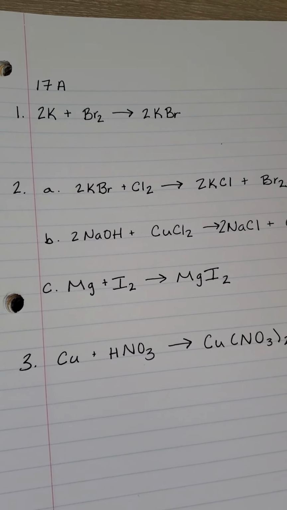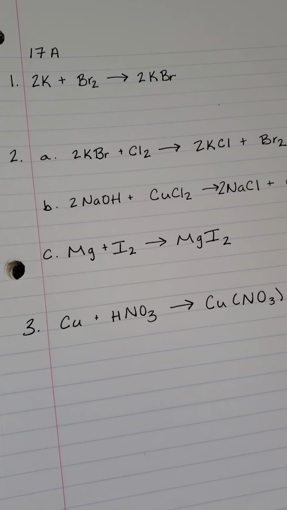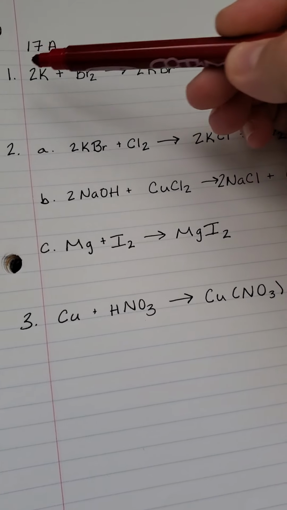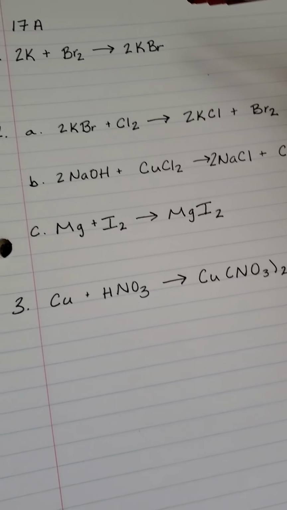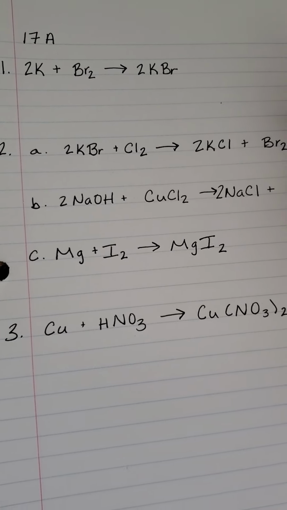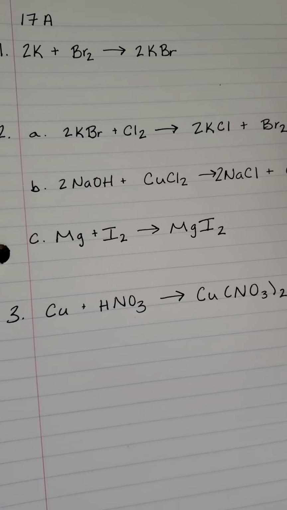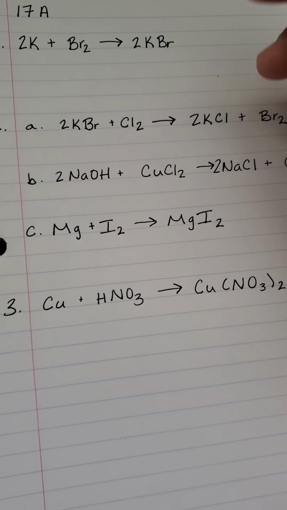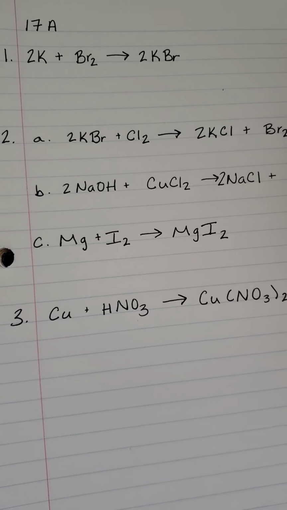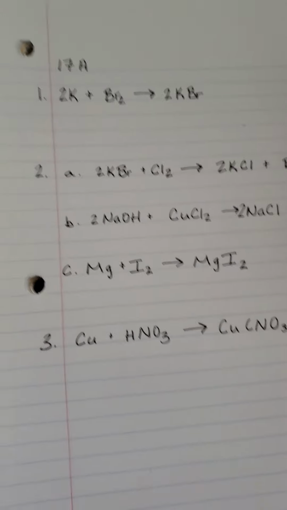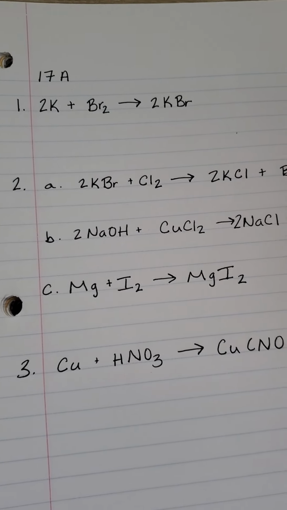All right, so for the 17A questions, number 1, we have the redox equation: 2 potassium plus Br2 creates potassium bromide. So it wants to know what is being reduced, what is being oxidized, what is the reducing agent, what is the oxidizing agent, and then how many electrons are exchanged. So I'm just going to go through this one and answer it basically all at one time.